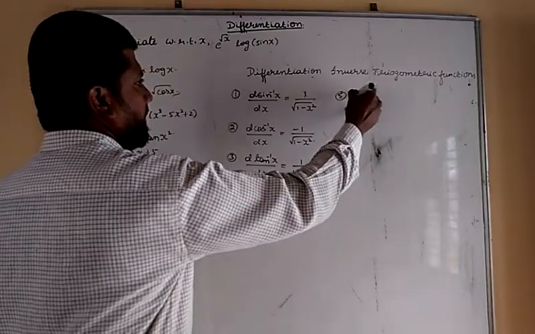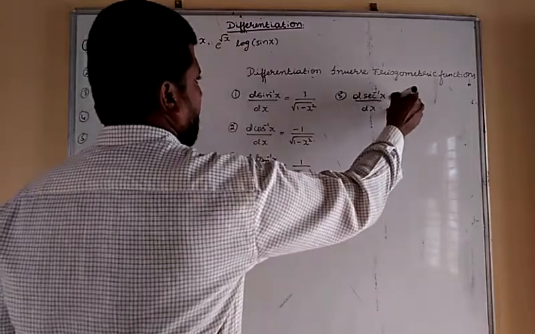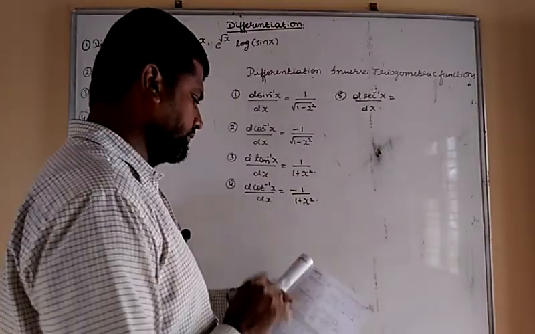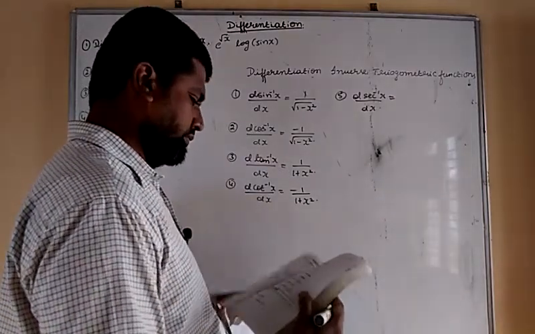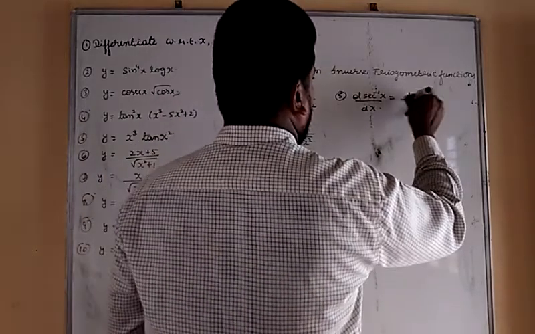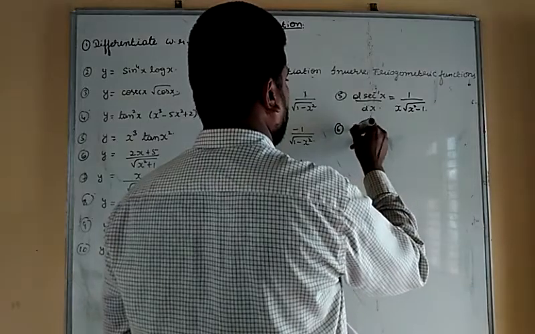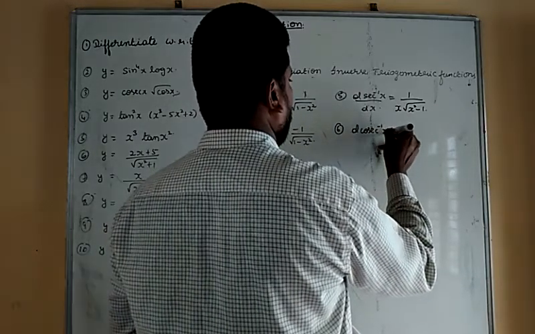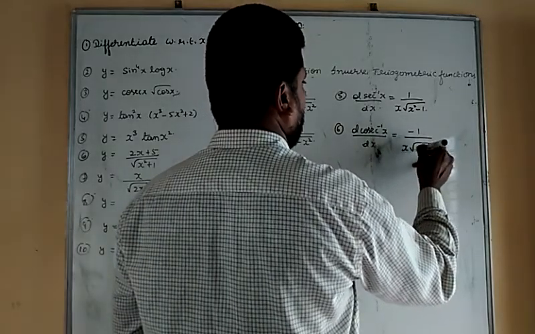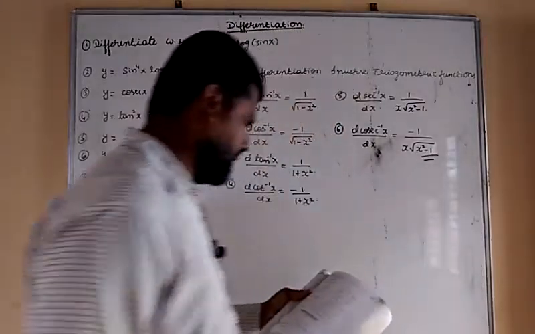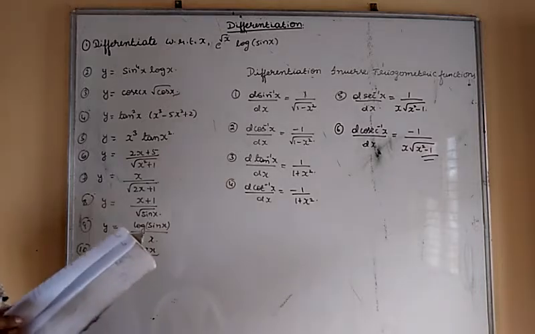Again, next one, fifth one. Differentiation of secant inverse x. Differentiation of secant inverse x is 1 by x into square root of x square minus 1. Differentiation of cosecant inverse x. Differentiation of cosecant inverse x is minus 1 by x into square root of x square minus 1. So these are the 6 formulas on inverse trigonometric functions. So let us solve the problems on this.